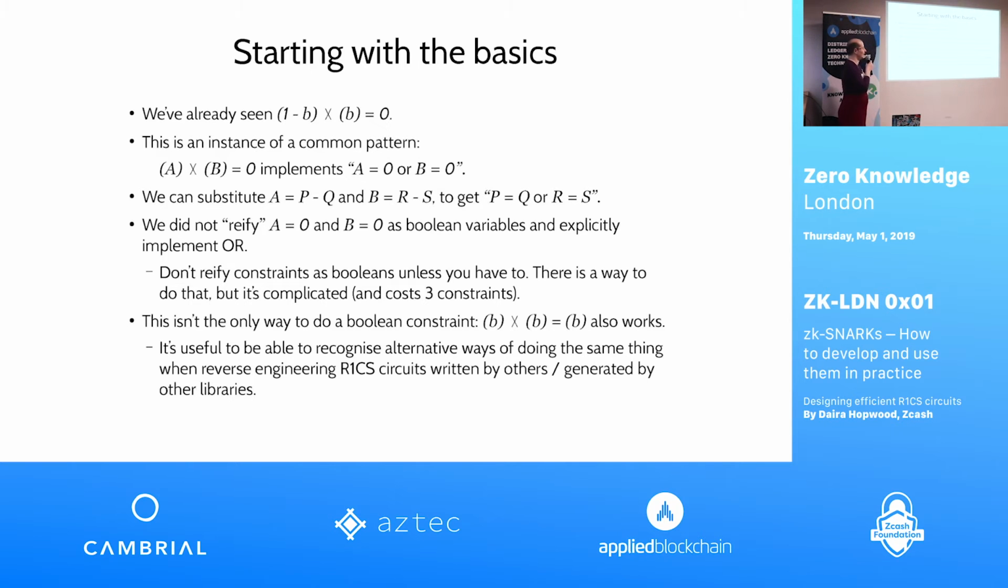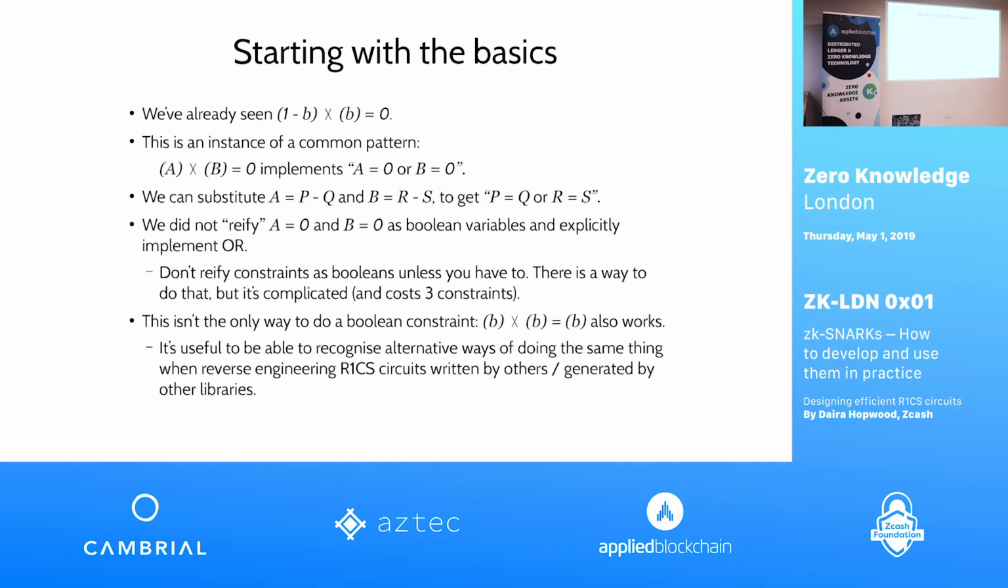So you need to use the fact that it's a constraint language rather than converting everything into Boolean expressions. So there can be several ways of doing the same thing. So this is another way of doing a Boolean constraint because this is true for 0, it's true for 1, and it's not true for any other field element. So that also works as a Boolean constraint.